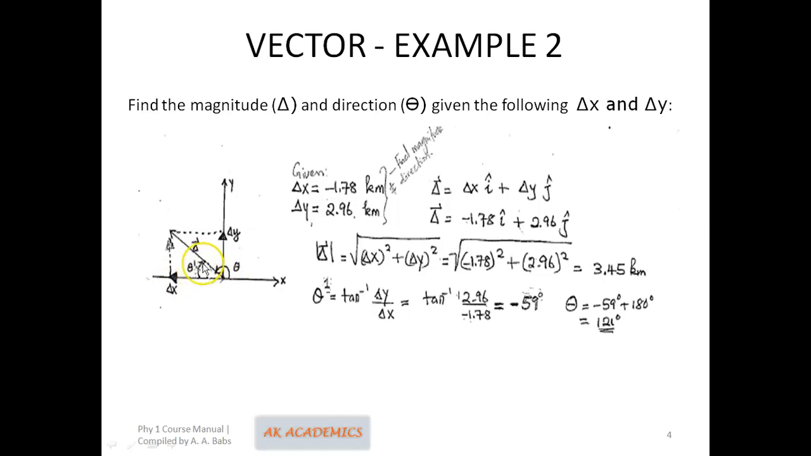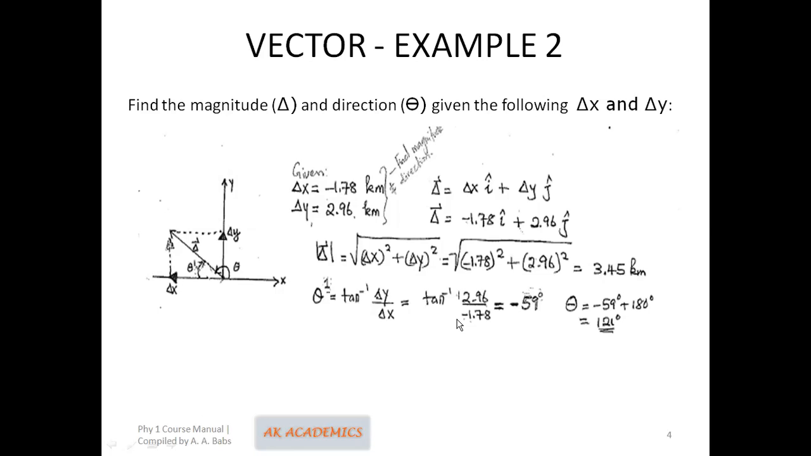This is very, very important. Okay, so if you want to find the theta from the origin, starting from the positive x-axis, all you need to do is subtract this theta prime from 180 degrees, and then you have 121 degrees. So that sums it up for this particular question.